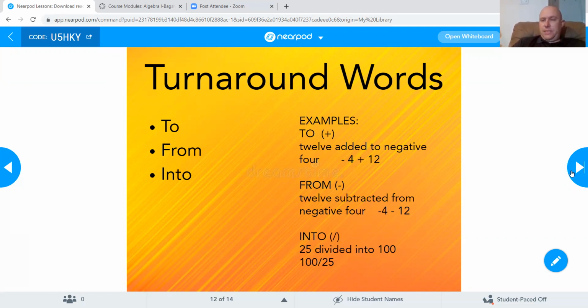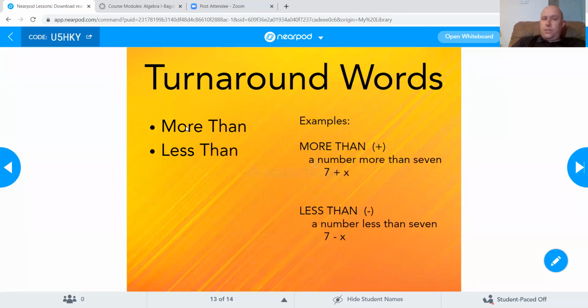We tend to see them more for addition and subtraction though. And the 2 most important ones are "more than" and "less than". So for a number more than 7, as soon as you see the "more than", we know that we actually start with this. So it's actually 7 plus x, not x plus 7 as you might think. And for less than, a number less than 7, once again, those 2 words together, 7 goes to the start, and then this part moves to the end of the question.